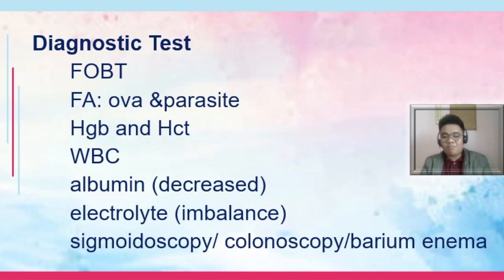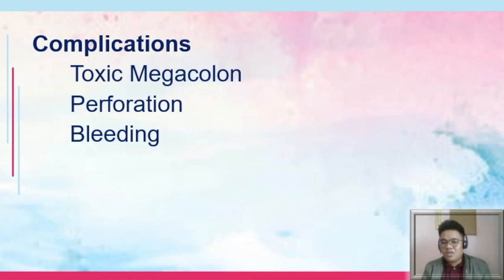Your albumin has a possibility to be decreased because protein could not be absorbed well in the body. And then electrolyte imbalance is more likely to happen. For that reason, your patient may need to undergo sigmoidoscopy, colonoscopy, or barium enema for that matter. So because we want to make sure what the patient is feeling, or what the underlying images are when it comes to your colitis.